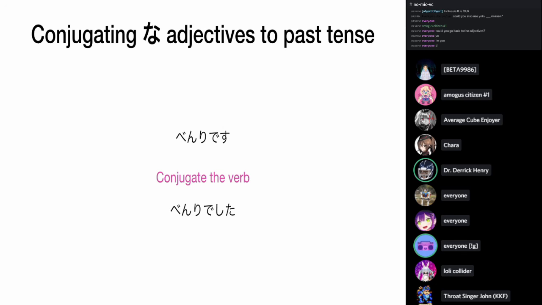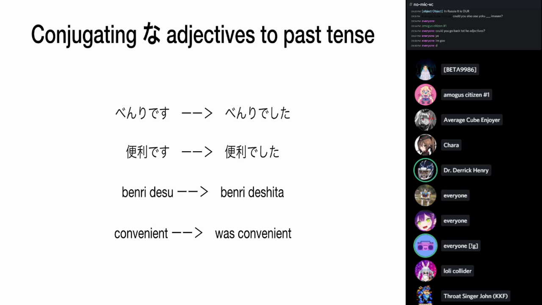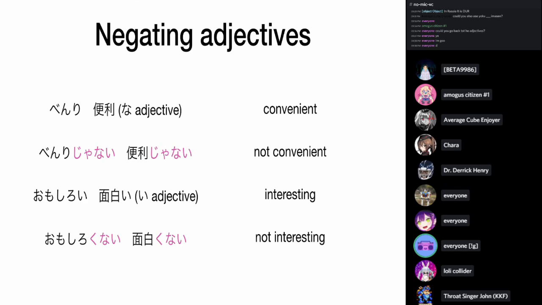And then the other word we had was shinsetsu. So shinsetsu desu and then shinsetsu deshita. So when something is convenient, it's benri desu. And when it was convenient, it is benri deshita, which is written out here. So that's if you want positive past tense.